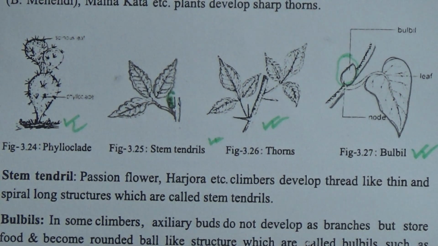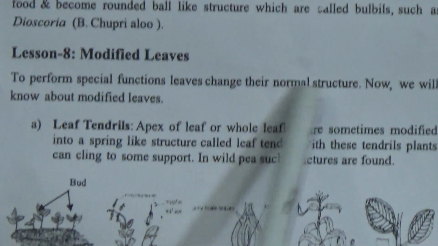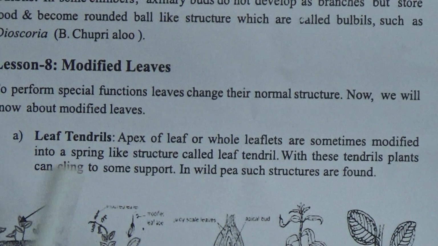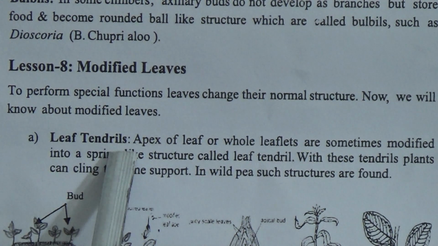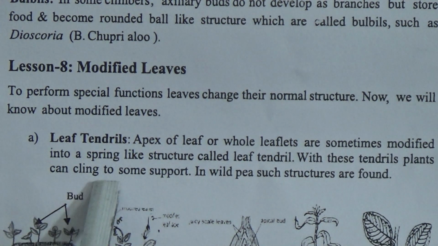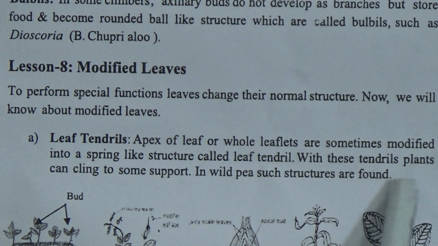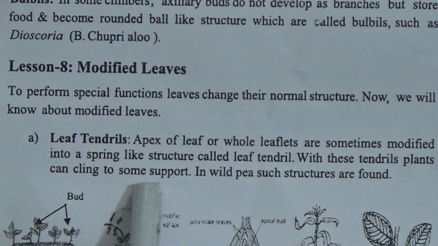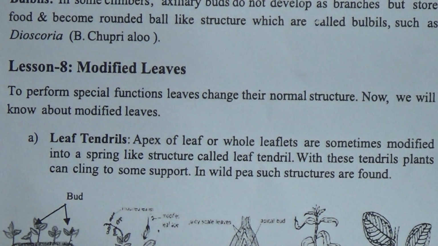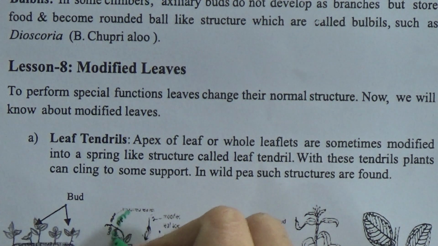Now modified leaves. To perform special functions, leaves change their normal structure. Now we will know about modified leaves. Leaf tendrils. Apex of leaf or whole leaflets are sometimes modified into a spring-like structure called leaf tendril. With these tendrils, plants can cling to some support. In wild peas, such structures are found. And here is the example of tendril. And here is the spring structure. You can see.